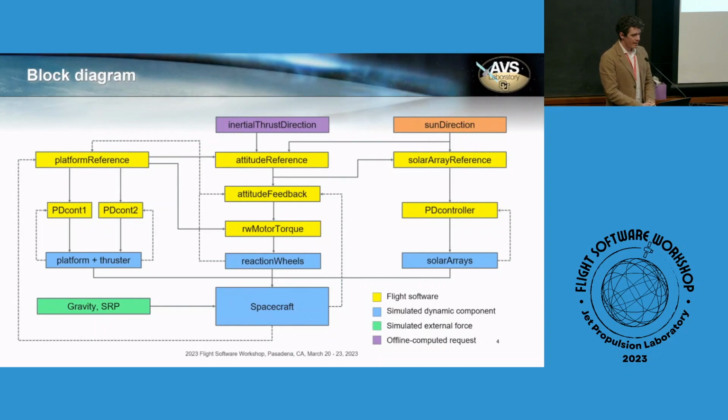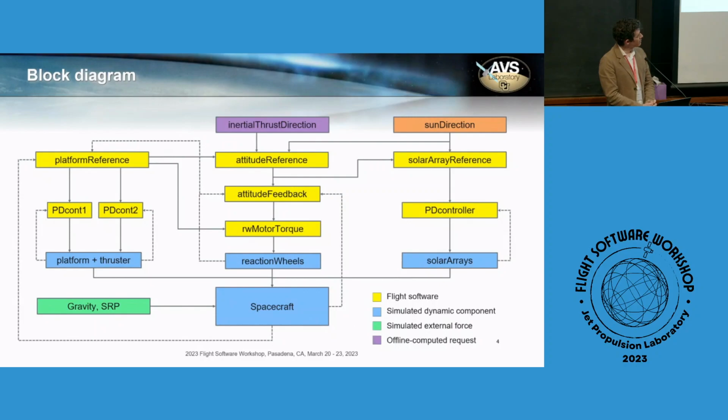This is a block diagram that describes most of what goes into the attitude GNC aspect of things, but it doesn't even get close to describing everything that will eventually go into the spacecraft. But to summarize what we're looking at here, in yellow, we can see our favorite stuff. Those are flight software modules that basically compute references for each of these moving components of the spacecraft. Whereas in blue, we can see simulated dynamic components, specifically the platform and thruster assembly, the reaction wheels, which then control the spacecraft, and the solar arrays.